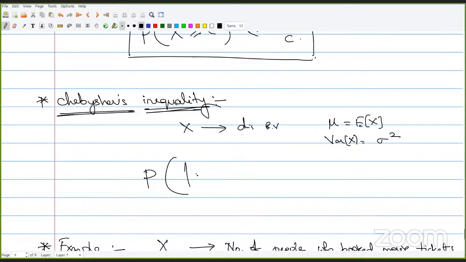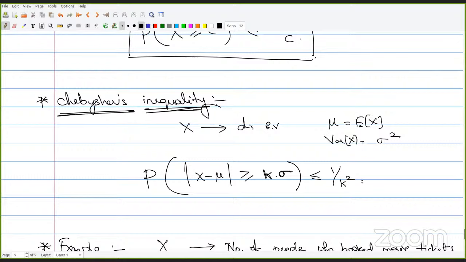Probability that mod x minus mu, that means the probability that my random variable takes values around mu, is greater than or equal to some k times the standard deviation. So it may be two standard deviations or 3 standard deviations or 1 standard deviation, depending upon the k. This particular probability will be less than or equal to 1 by k square. So as simple as that.